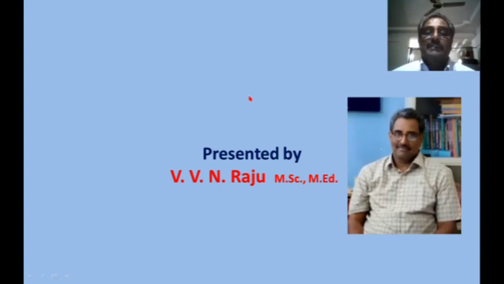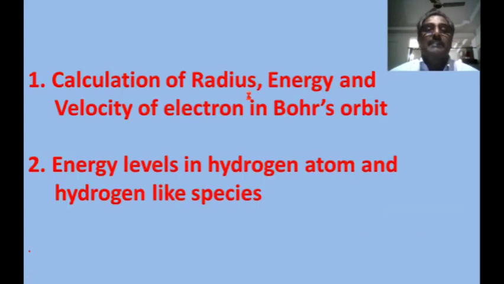In the previous class, we discussed Bohr's atomic model. Based on his atomic model, Niels Bohr calculated the radius of orbit, energy of electron in the orbit, and velocity of electron in the orbit. He also calculated the energies of various energy levels in hydrogen atom and hydrogen-like species. Let us discuss these concepts one after the other.